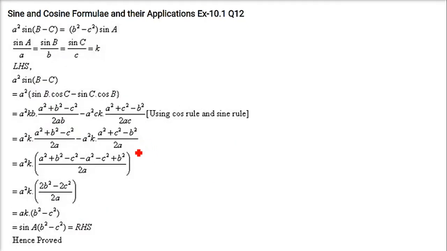Now here you have to prove this side equal to this side. So what we will do here is we will use the left hand side. So a square remains here, sin(b minus c). So we will use the sin(theta 1 minus theta 2) formula: sin b cos c minus cos b sin c. Here again we will use the cos c formula as (a square plus b square minus c square) by 2ab, and this cos b formula as (a square plus c square minus b square) by 2ac. Now this a square sin is there, and this sin b can be written as b into k. This sin c can be written as c into k.